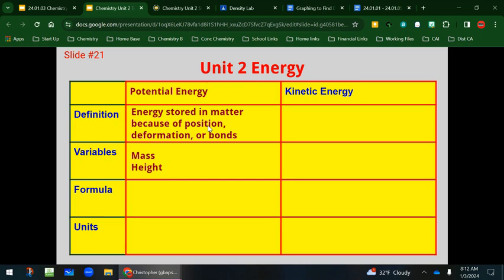Okay? Now, we're not going to worry much about deformation and bonds. We'll talk about it, but we're not going to worry about it as much as we are energy of position. So look around the room and give me something that has potential energy. Which one? Why? Because it's up high. It could fall. What else? Well, I mean, you could name any of the posters in this room. Because they are high, hanging on the wall, they can fall.